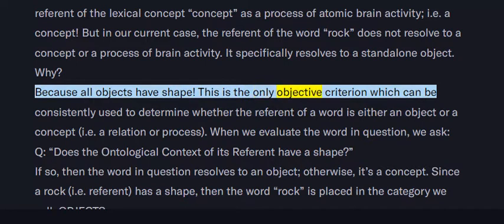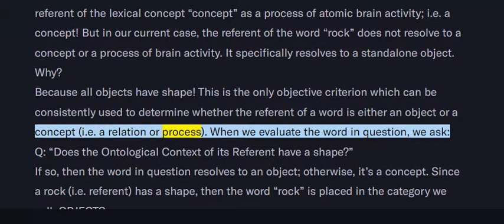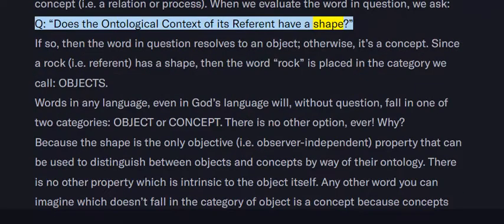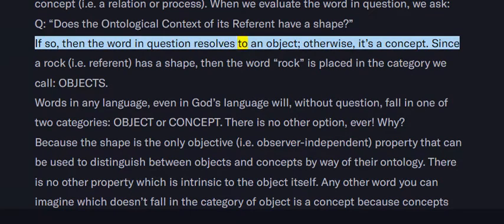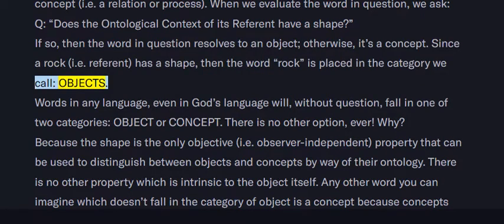This is the only objective criterion which can be consistently used to determine whether the referent of a word is either an object or a concept, i.e. a relation or process. When we evaluate the word in question, we ask, question, does the ontological context of its referent have a shape? If so, then the word in question resolves to an object, otherwise, it's a concept. Since a rock, i.e. referent, has a shape, then the word rock is placed in the category we call objects.